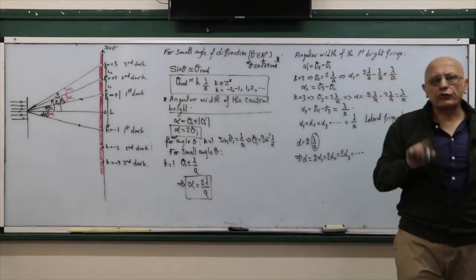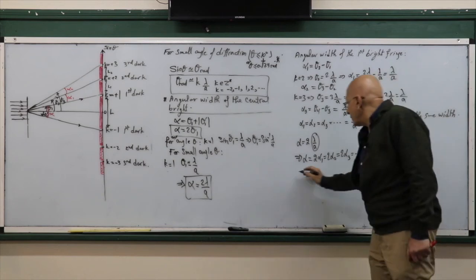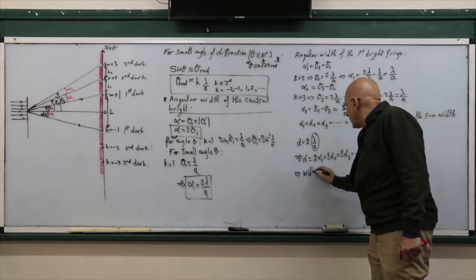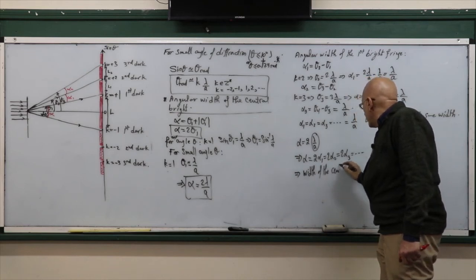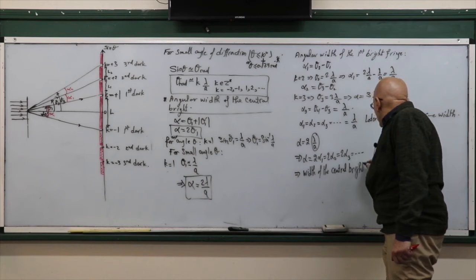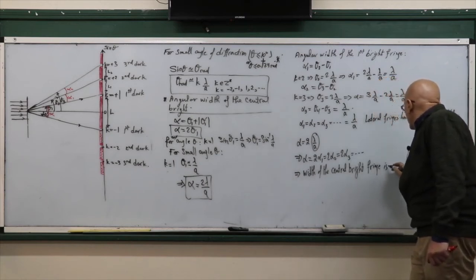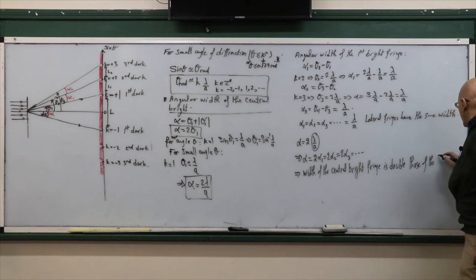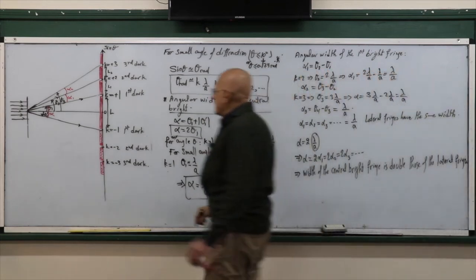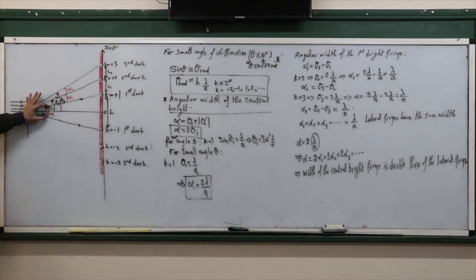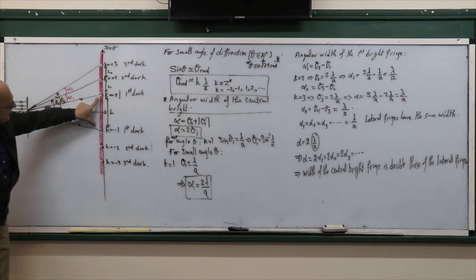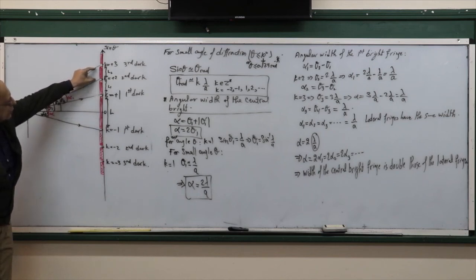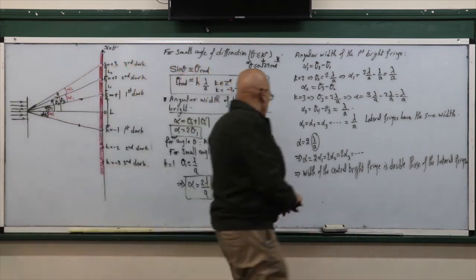So I have proved the experimental result that the width of the central bright fringe is double those of the lateral fringes. Of course, here, if I prove that the angular widths alpha 1 equal alpha 2, of course the widths L will be equal, L1 equal L2, and so on. So this result is proved, okay?